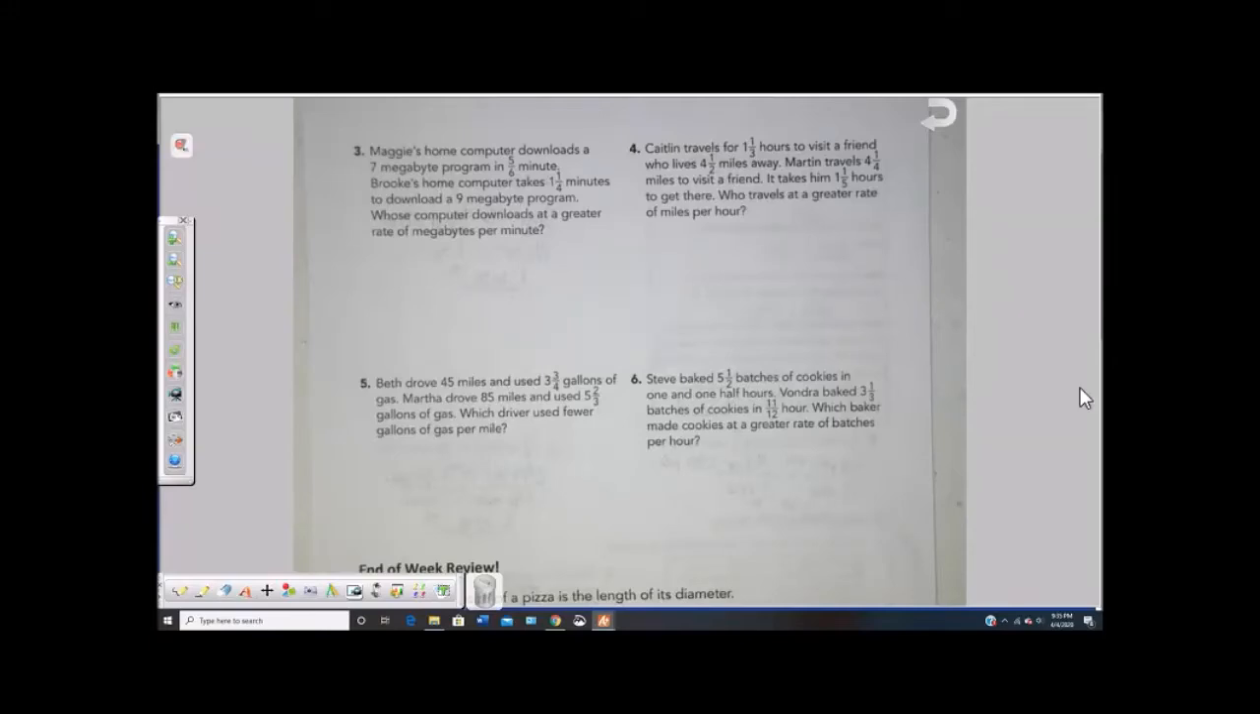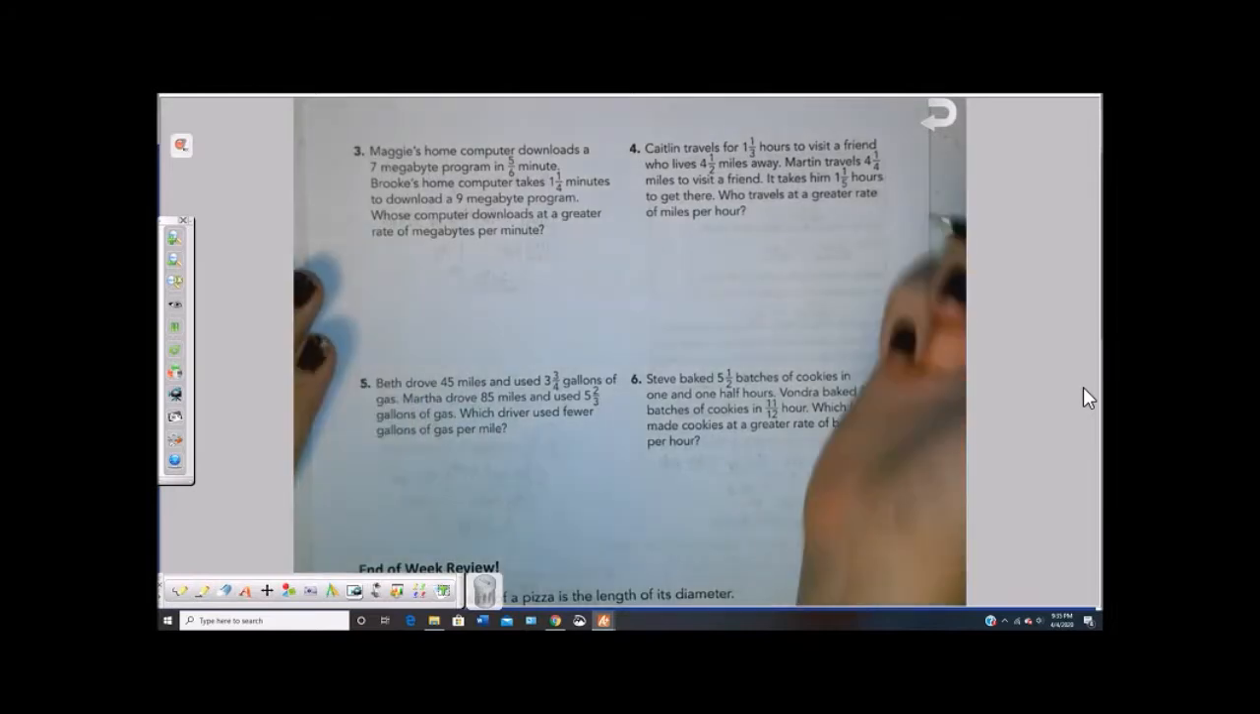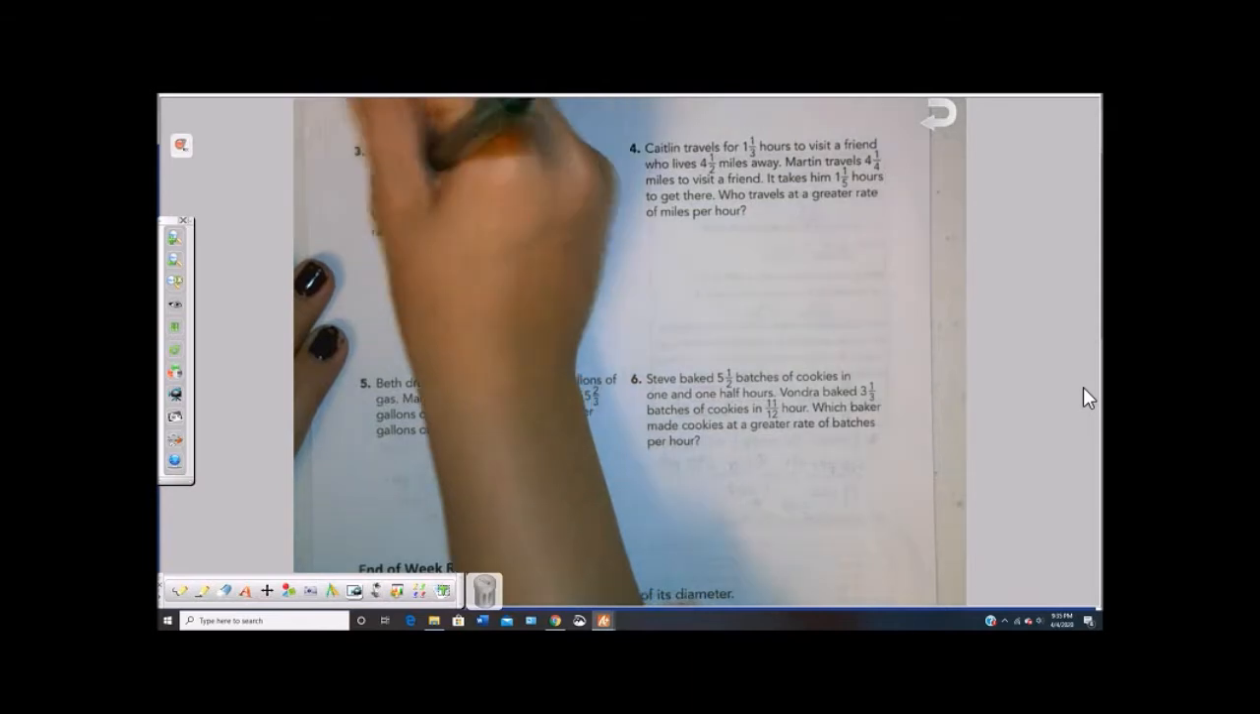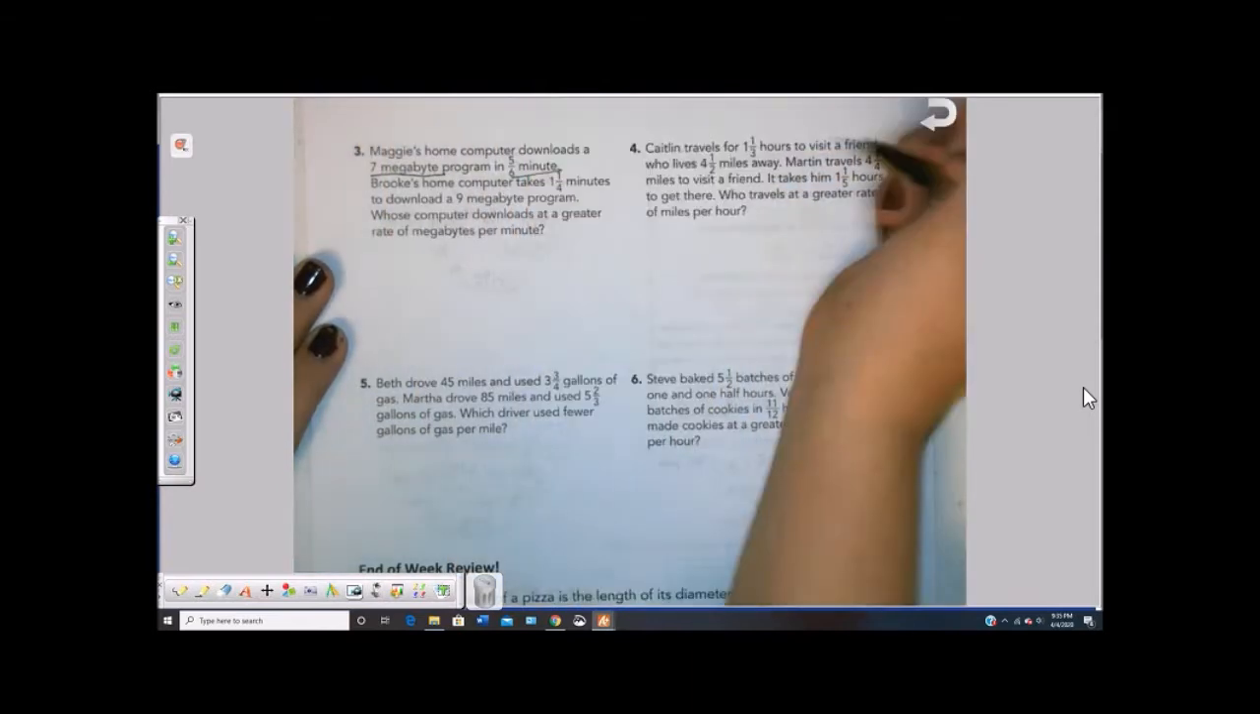And welcome back. This is the last and final part 6 of the USD259 District Math Packet number 1. We are back with rates and ratios, and we are comparing these together.